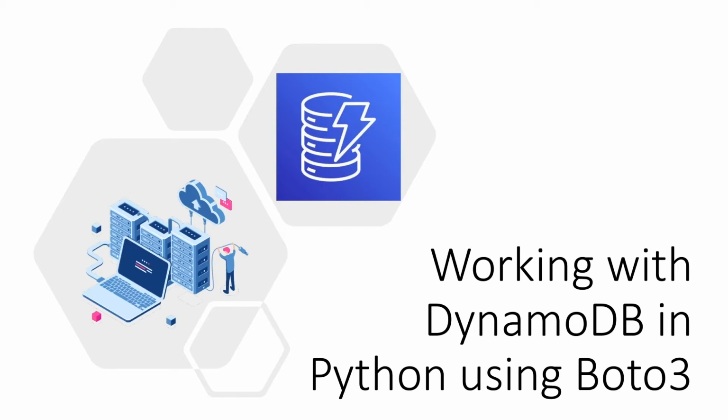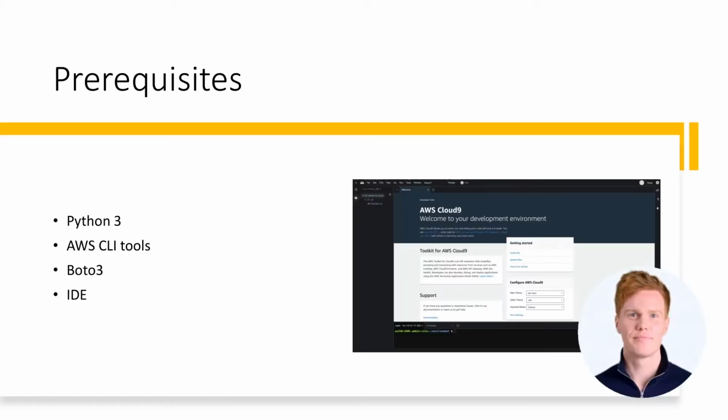Today's video will demonstrate how to create tables, load data, perform CRUD operations, and query tables in AWS DynamoDB using Python and Boto3 library. To repeat our examples, you'll need Python 3 interpreter, AWS CLI tools, Boto3 module, and IDE. We'll be using Cloud 9 IDE in this video, but you can use your local IDE such as Visual Studio Code, IntelliJ IDEA, or even a text editor.